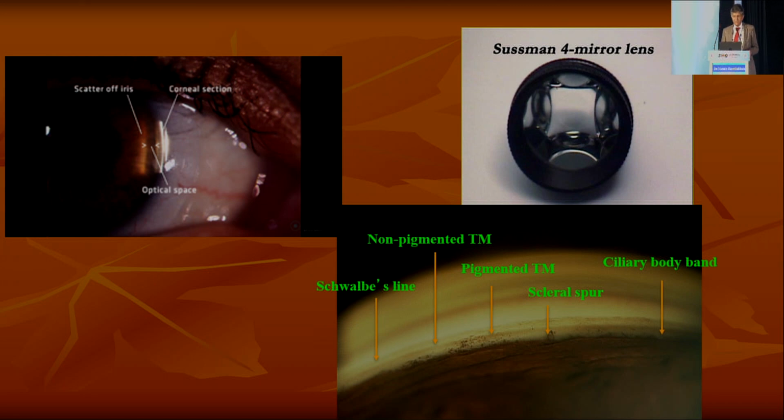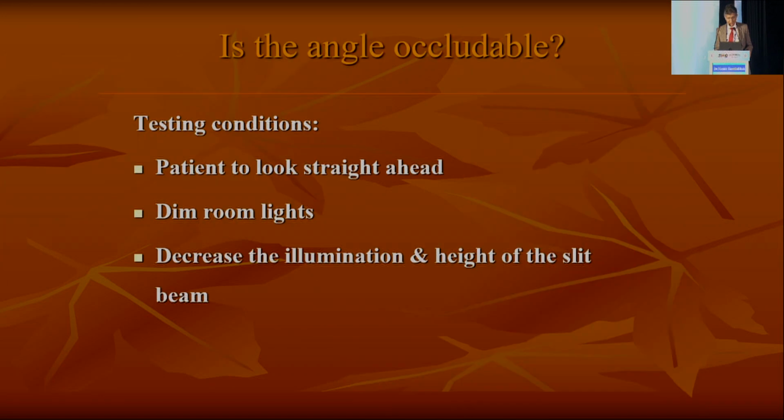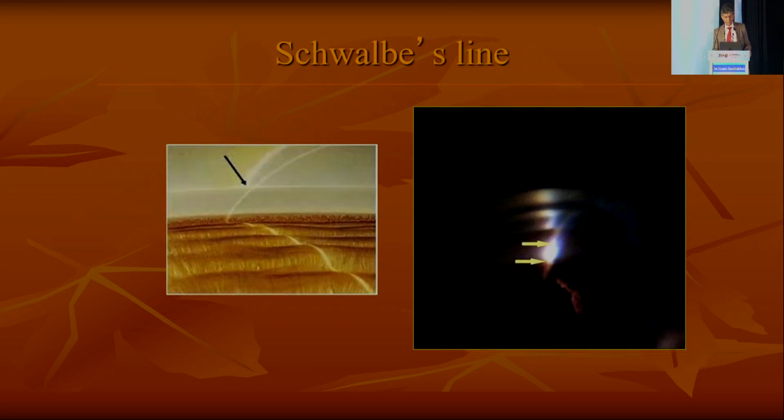You have to be well versed with the gonioscopic anatomy, and you do it on normal patients or all walk-in patients, and you can pick it up. It's very important to follow a disciplined method of gonioscopy and not just go and start looking in any direction. So you have to make the patient look straight ahead, put the room lights as dim as possible, and make the illumination height of the slit lamp as narrow as possible so that it does not constrict the pupil.